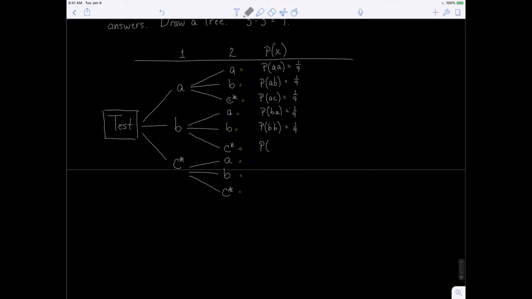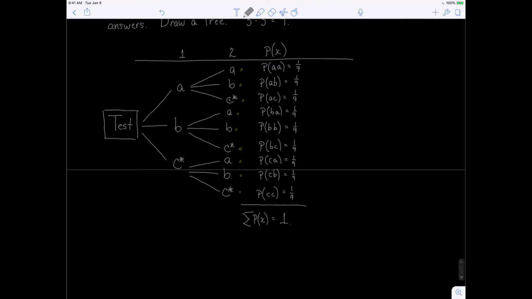C or BC, 1/9. CA, 1/9. Probability of CB, 1/9. And finally, the probability of CC is 1/9. Now, I can add up all of those probabilities. And if I do, I would say the sum of all of those probabilities is 1.